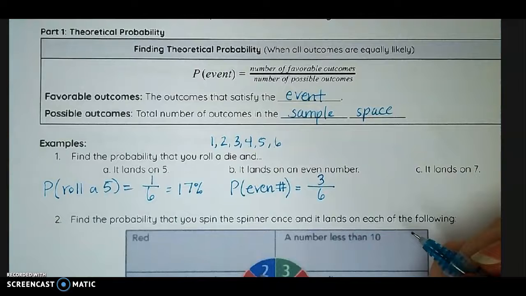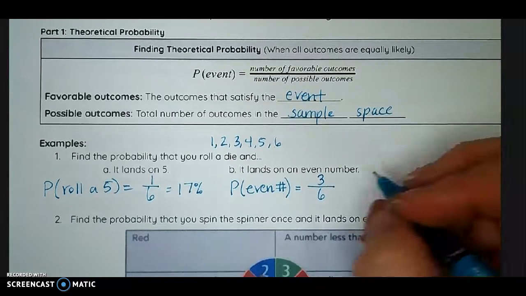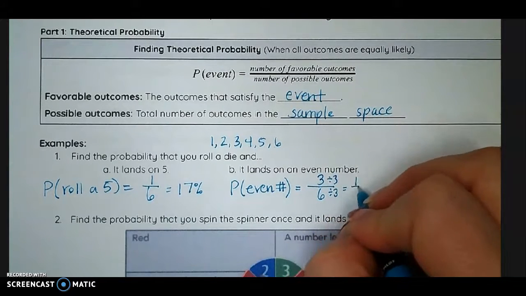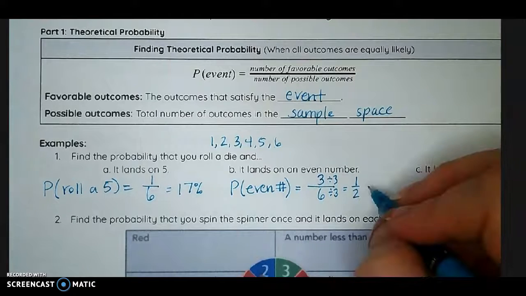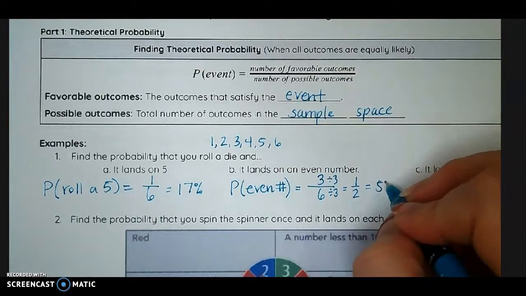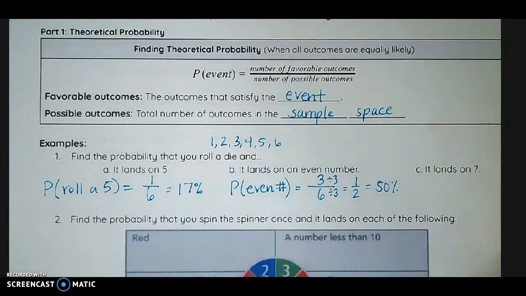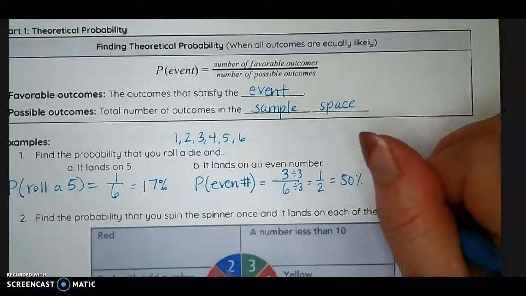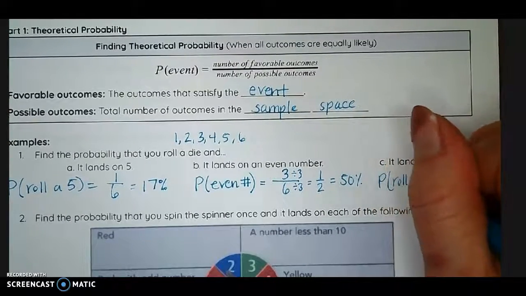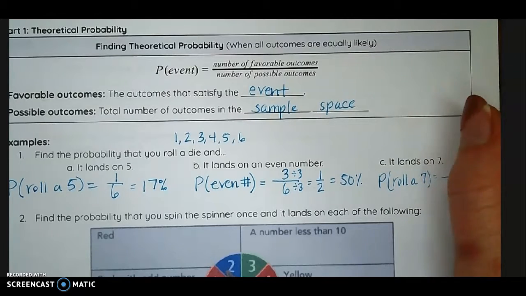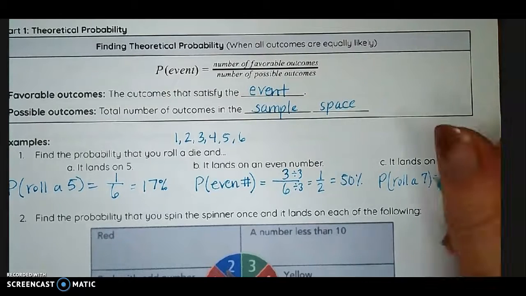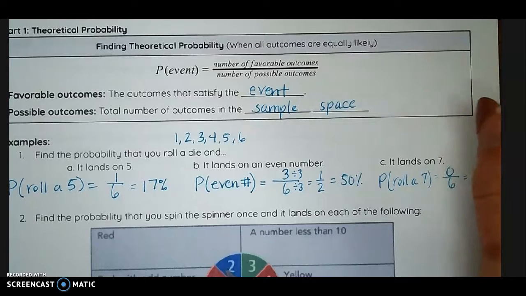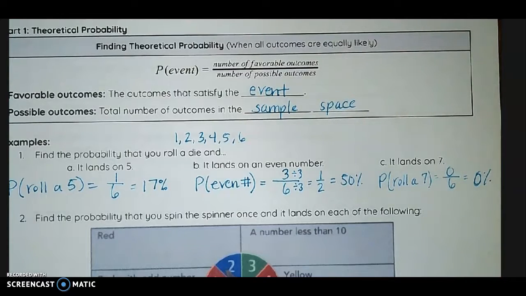Now, when you write it as a fraction, you have to make sure that you reduce it into simplest terms if possible. This reduces down to 1/2, so I could say there's a 1/2 chance, or I could say there's a 50% chance of that happening. Now the probability that it lands on a 7, well, we know that there are still 6 possible outcomes on the die, but one of them is not a 7. So in this case it's a 0. There's a 0% chance, or it's impossible for that outcome to occur.